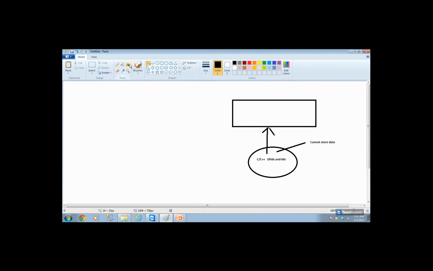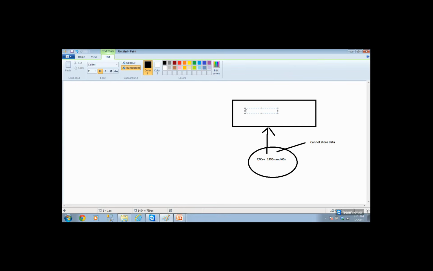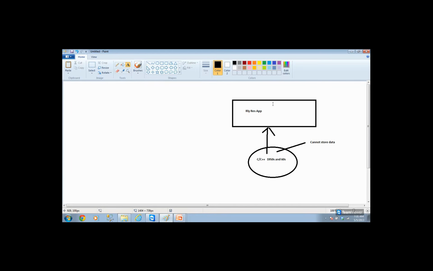What is that app called? Railway reservation. This application is used to book your tickets. You can go to any railway counter and book a ticket. But when you book a ticket, what happens? You have to supply your name, address, telephone number, and train number. Everything will get listed.